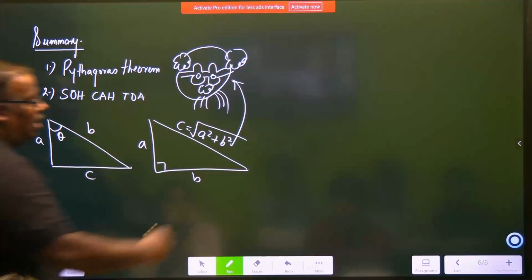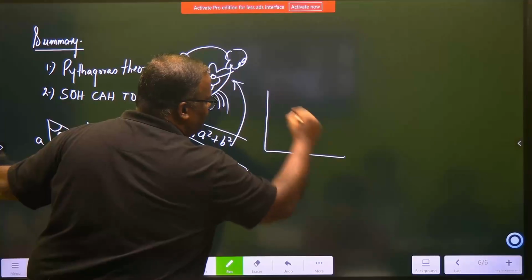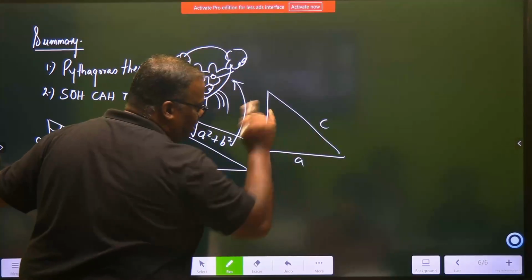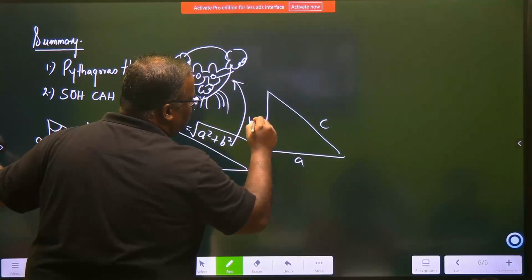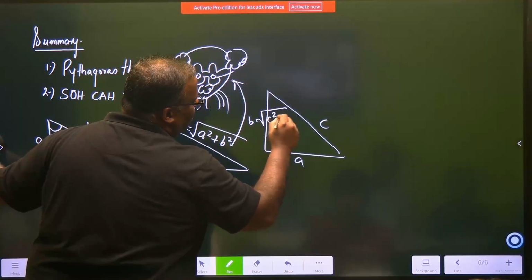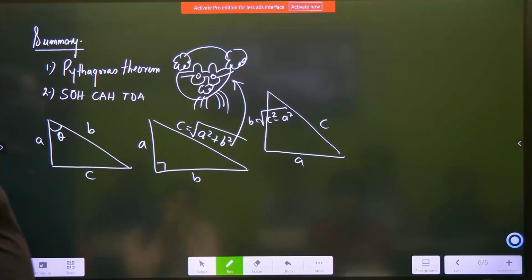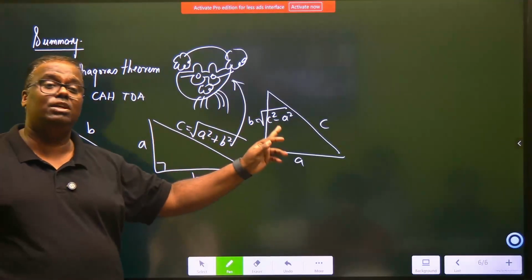Understood? Another problem you might get is where the angle is given but not the side. So this one will be what? This is B. B will be equal to the bigger side square minus the smaller side square. See, these are tricks which will help you save time in the exam.